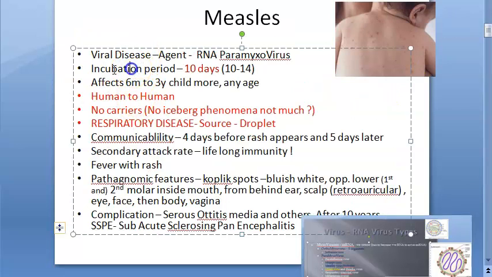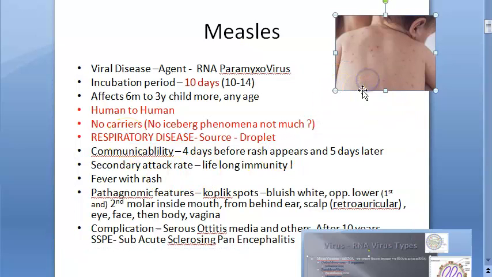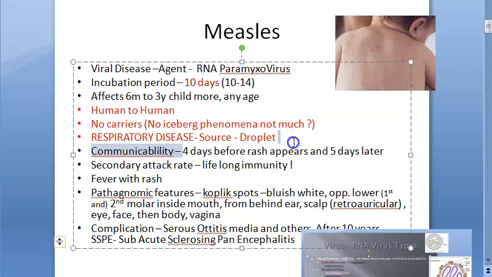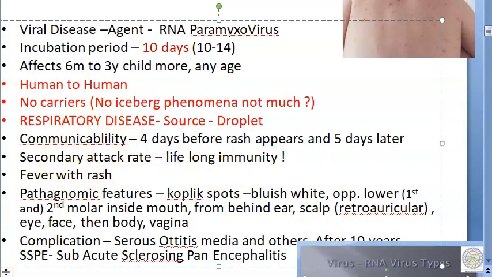So basically, what is the incubation period? Around 10 days, you can remember. It affects 6 months to 3 years child more, but it can affect in any age. It's a human-to-human transmission. It's a respiratory disease, so the source is droplet. Usually, clinically it manifests, right? So there are no carriers, not much iceberg phenomena. These people are communicable to others. They can spread the infections to others 4 days before the rash appears and 5 days later. Okay. So guys, it is a communicable disease.